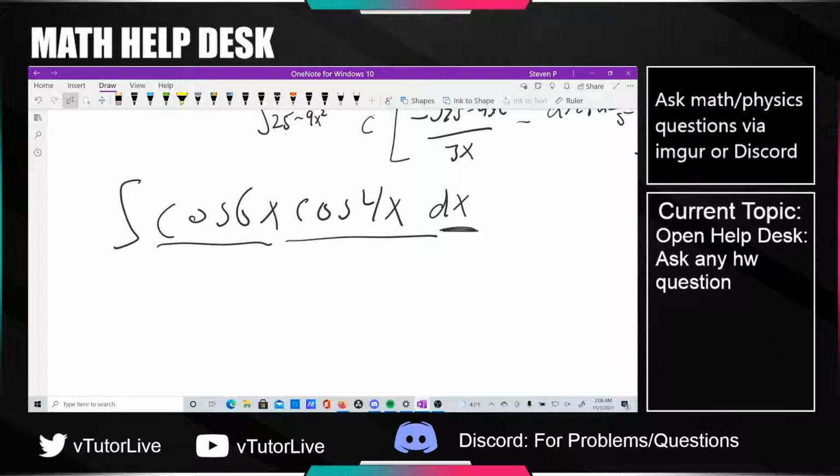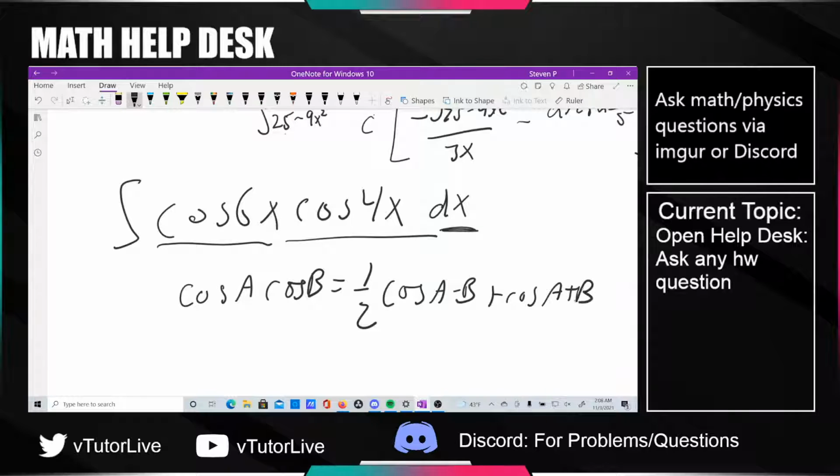It can be written in a couple different ways. Let me use it in the format that you gave it to me. So Irvine students, you gave me that cosine of A times cosine of B is equal to 1/2 times cosine of A minus B plus cosine of A plus B, right?